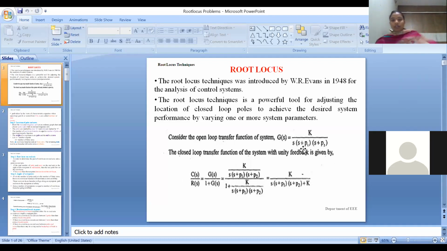If you consider a transfer function which is k divided by s into s plus p1 into s plus p2, the closed loop transfer function of the system with unity feedback is given by what? The other day we have seen C of s by R of s is equal to G of s by 1 plus G of s into H of s. Since it is a unity feedback system, it is G of s by 1 plus G of s. So for this transfer function, that is equal to k divided by s into s plus p1 into s plus p2 plus k. This is an open loop gain, right?